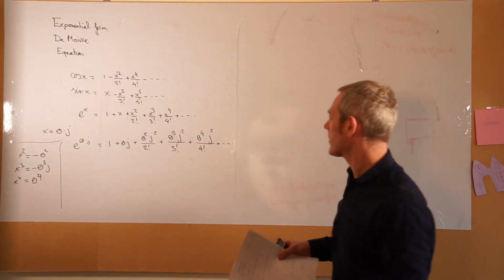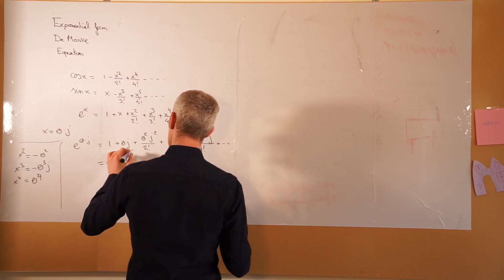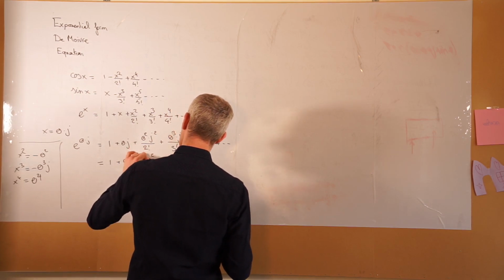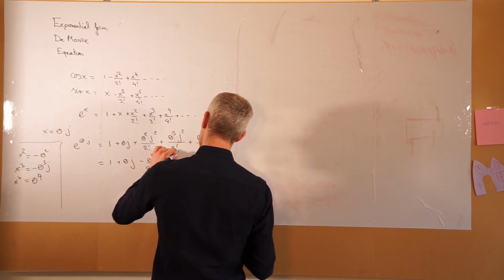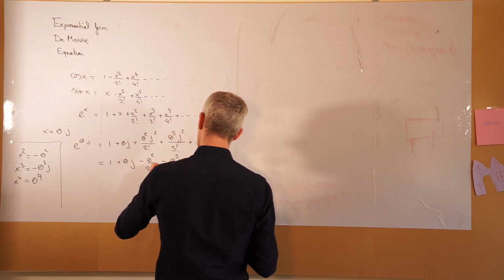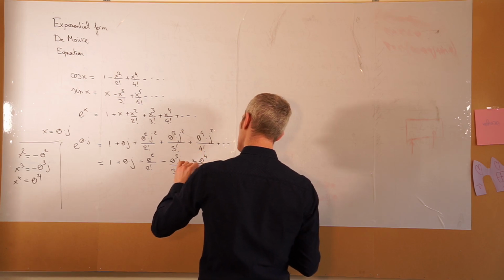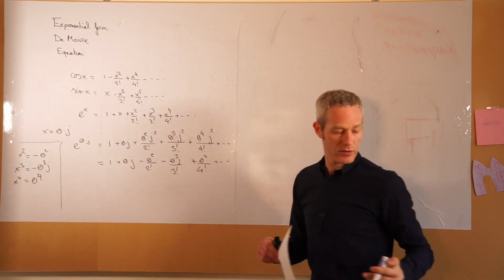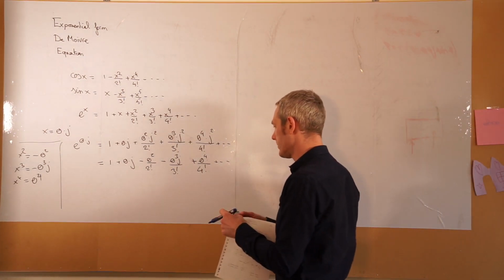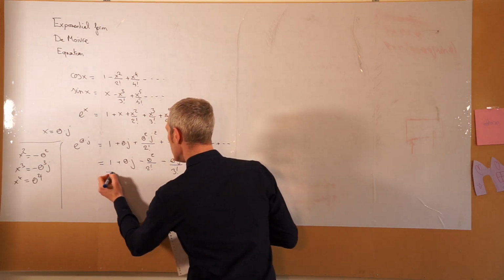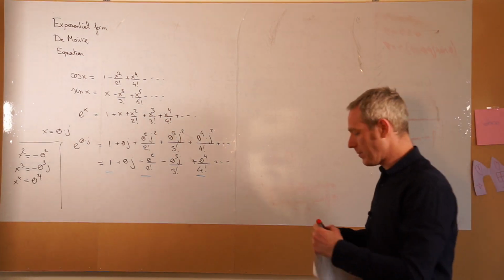And what we see, well, we can rewrite this. This is 1 plus theta times j minus theta squared divided by 2 factorial minus theta to the power of 3 j divided by 3 factorial plus theta to the power of 4 divided by 4 factorial, and this continues. And we can see this series and we can split it into two parts. We have the blue parts and we have the red parts.